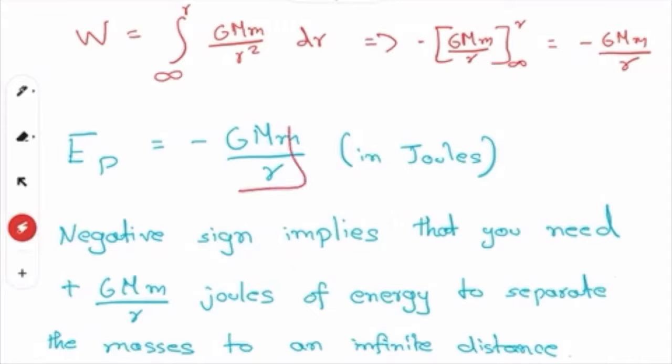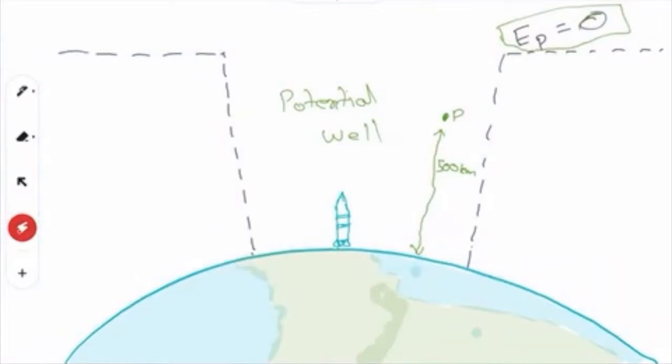And you might be wondering why there's a negative sign here. So an obvious explanation is that through the process of integration, a negative sign is created. But another way to think about it is through something called a potential well, which basically means that if this is the gravitational potential energy right now, you would need positive of that same amount of energy in order to separate the masses to an infinite distance. So let's look at a diagram to really understand it.